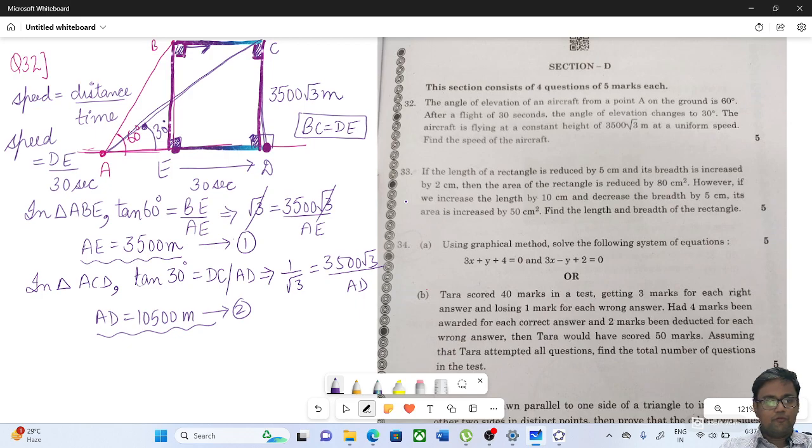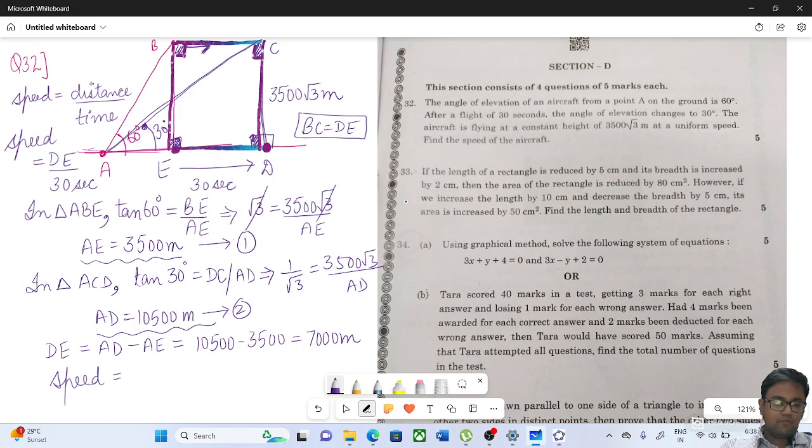Now, as I have told you, you need to calculate DE to get the speed, and DE further will be divided by 30. So DE from these two equations will be AD minus AE, that is going to give you 10,500 minus 3,500, that is 7,000 meters. So speed is given by DE upon 30, that is 7,000 upon 30 meters per second.